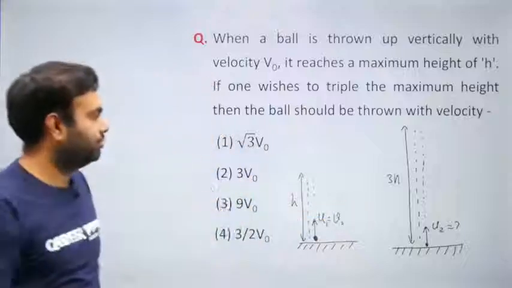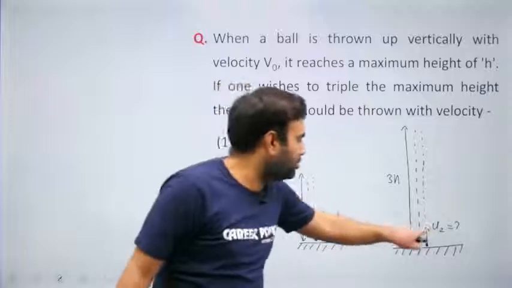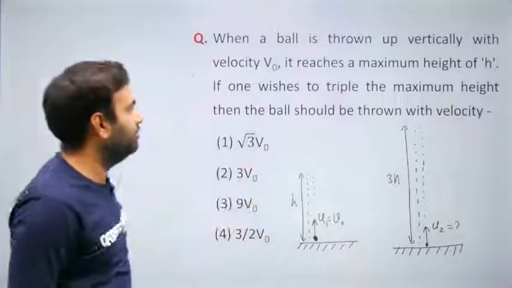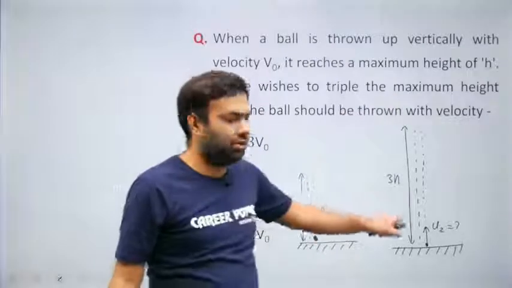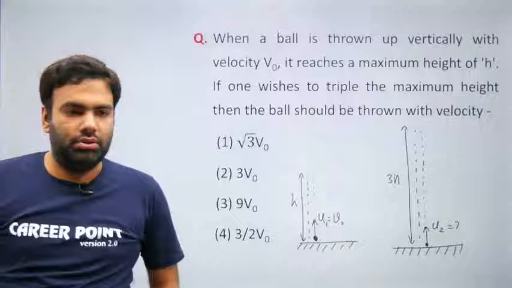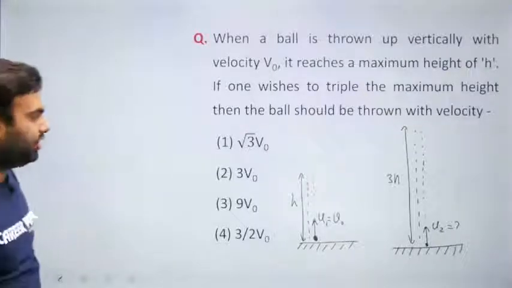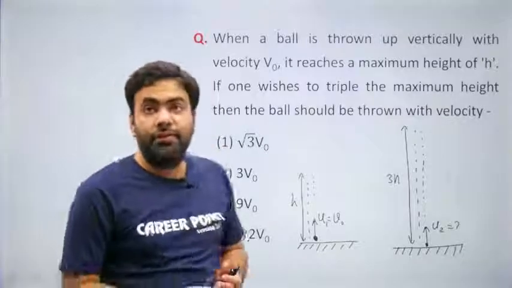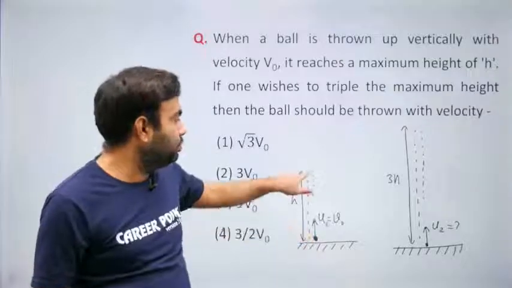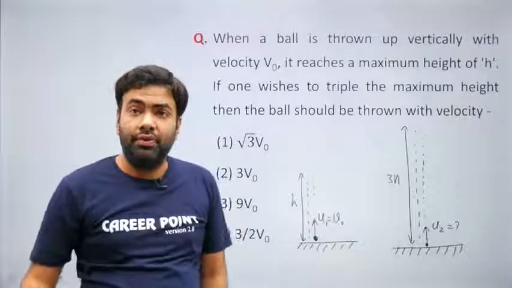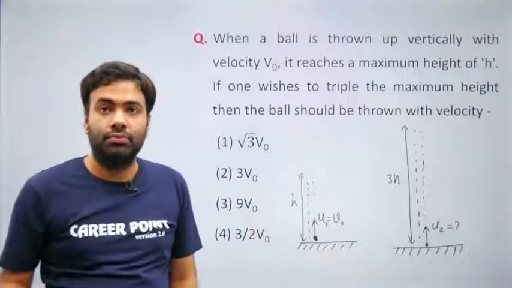This is the question. If you are throwing with velocity v0, the maximum height is h. What should be the velocity to get the maximum height 3h? If one wishes to get triple maximum height, then the ball should be thrown with a velocity of which of the following? Okay, so now what can we do? If we apply the equation of motion from the bottom point to the topmost point, we will get a relation between h and v0.